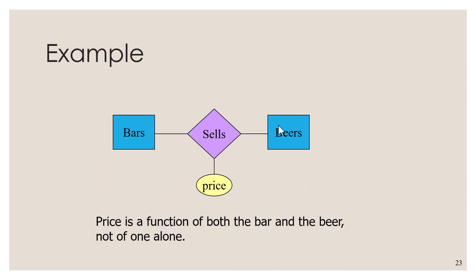What if I have price in the beers entity set? Well, different bars for the same beer, I'm sure they have different pricing, right? So by having the price here in the relationship, it's saying that the price for this beer at this bar is a certain price.